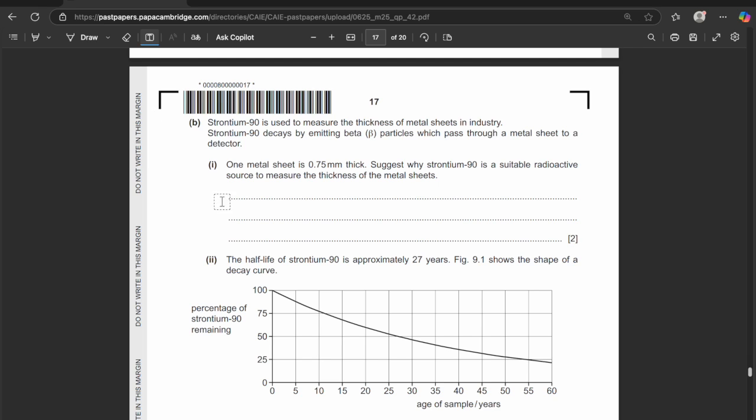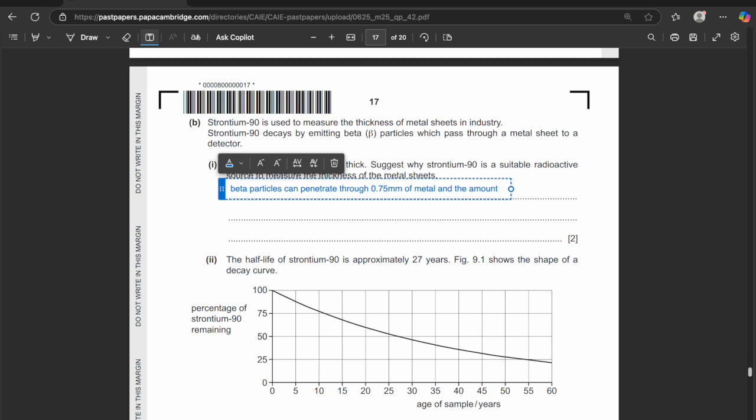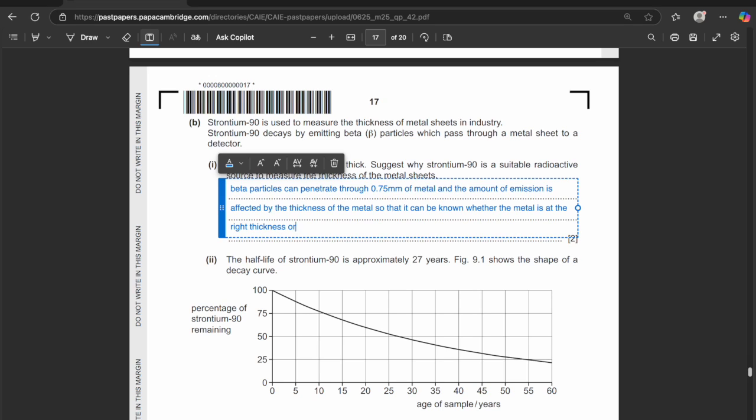So you can write something like: beta particles can penetrate through 0.75 millimeters of metal, and the amount of emission is affected by the thickness of the metal, so that it can be known whether the metal is at the right thickness or not.